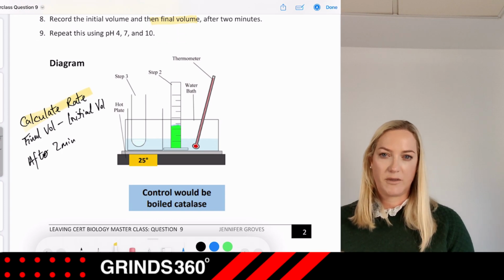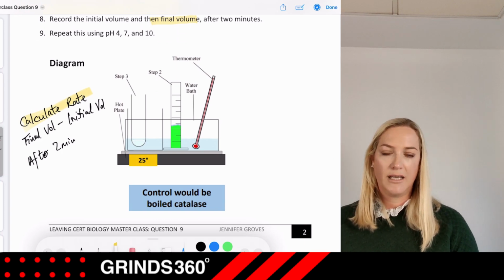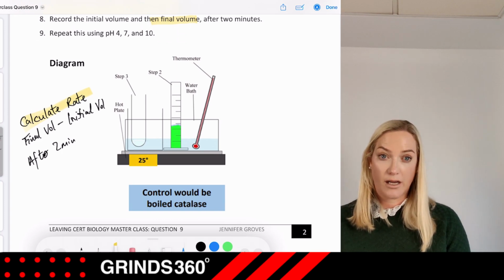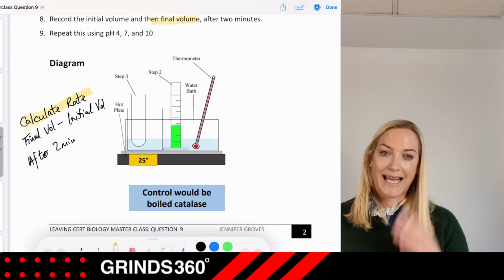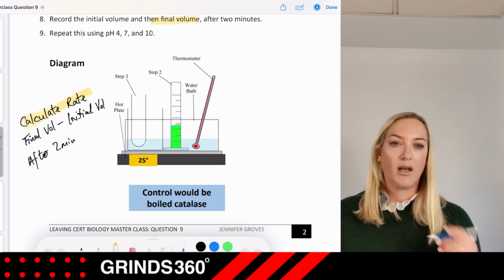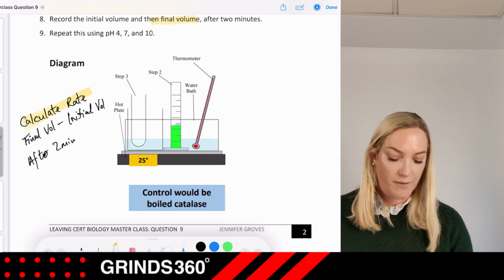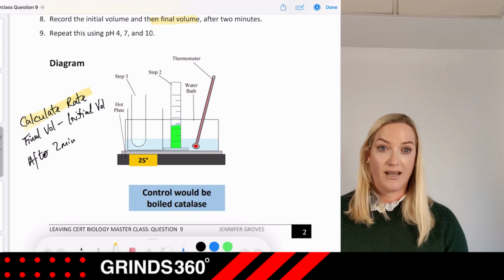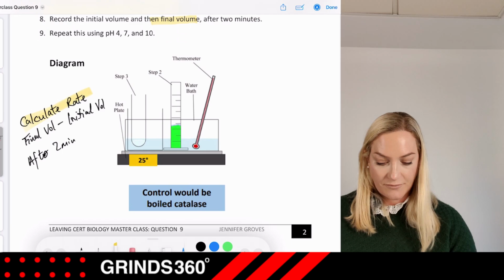The first 3 marks will be going for final volume minus initial volume. The second 3 marks will be going for the time that you referenced. And it has to be a set time. Don't say after time, say 2 minutes. If you're doing this experiment, you're not going to leave it there for 5 minutes. Realistically, we don't have time in a lab to do that. So it's for 2 minutes.